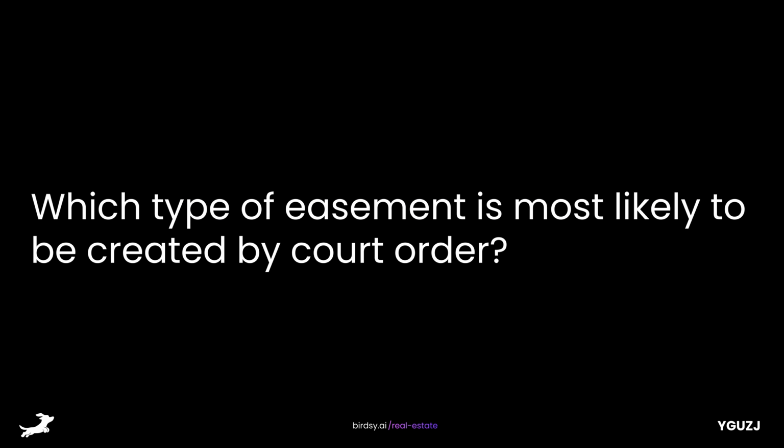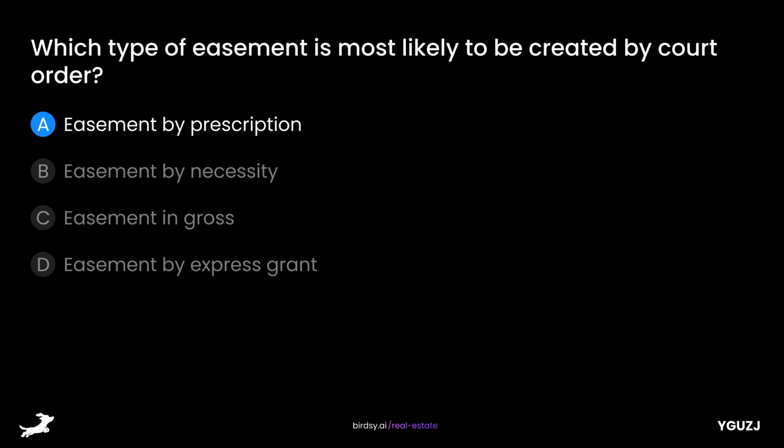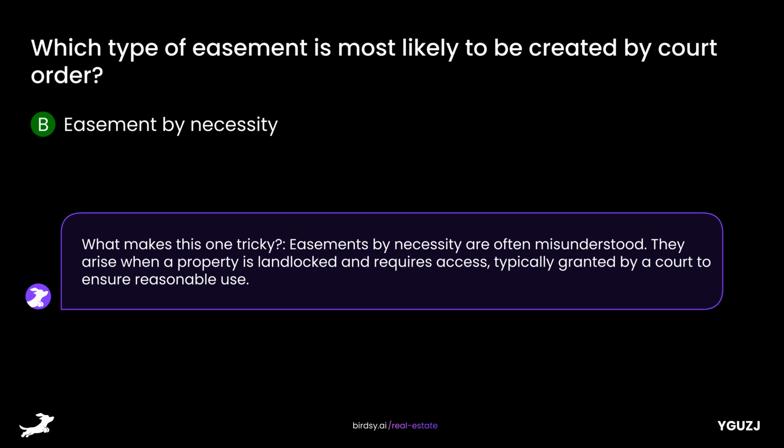Which type of easement is most likely to be created by court order? Is it A, easement by prescription, B, easement by necessity, C, easement in gross, or D, easement by express grant? The answer is B, easement by necessity. What makes this one tricky? Easements by necessity are often misunderstood. They arise when a property is landlocked and requires access, typically granted by a court to ensure reasonable use.